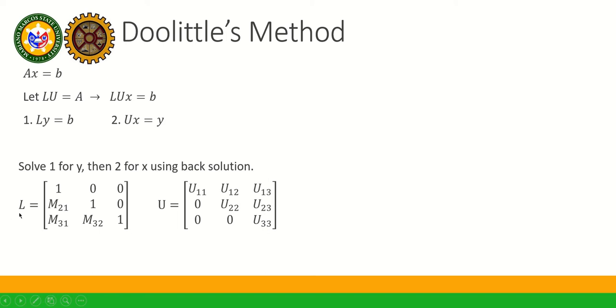Okay? So, yung L matrix natin will look like this. Meron tayong 1, 0, 0, M21, 1, 0, M31, M32, 1. So, these are the unknowns for the L matrix. Now, for the U matrix naman, we have U11, U12, U13, U22, U23, and U33. These are the unknowns for the U matrix. And yung lower triangle niya will be 0, 0, 0.